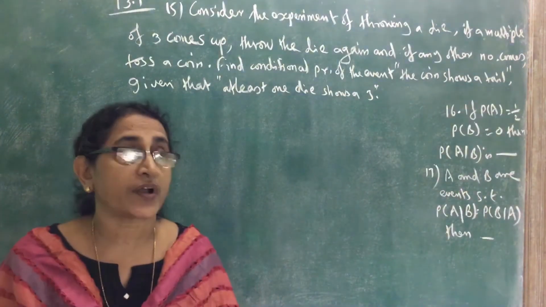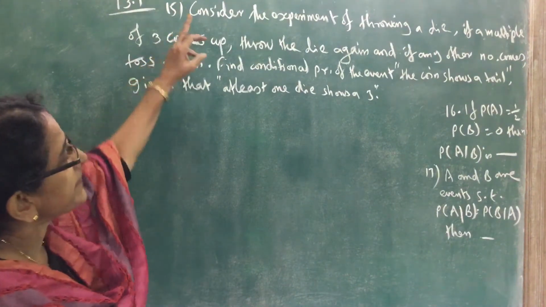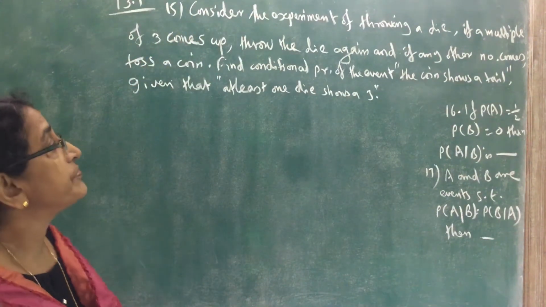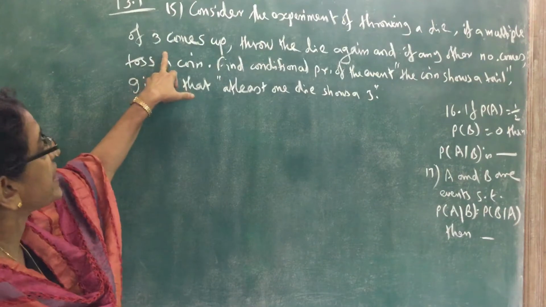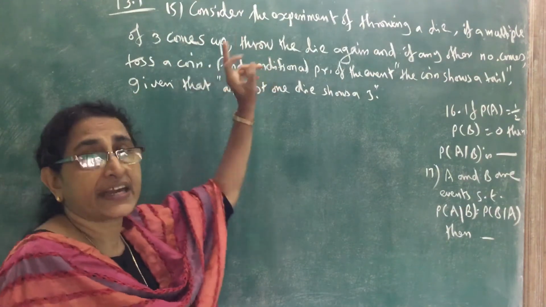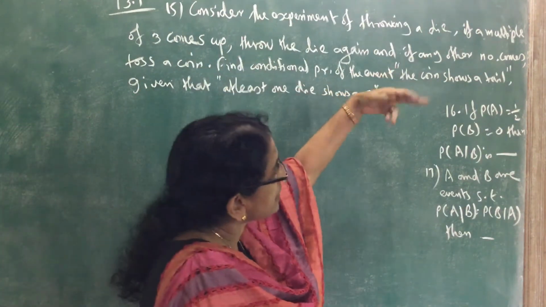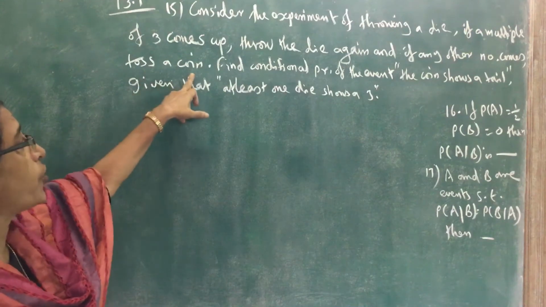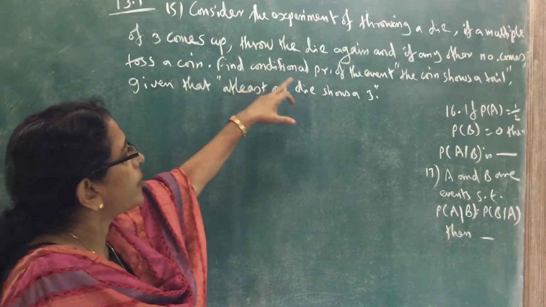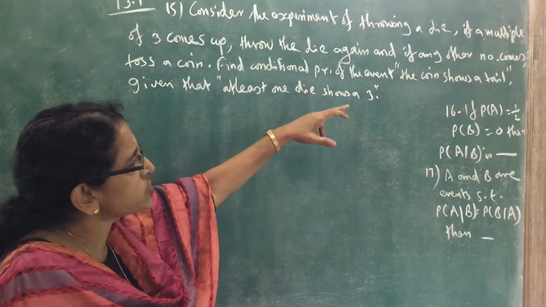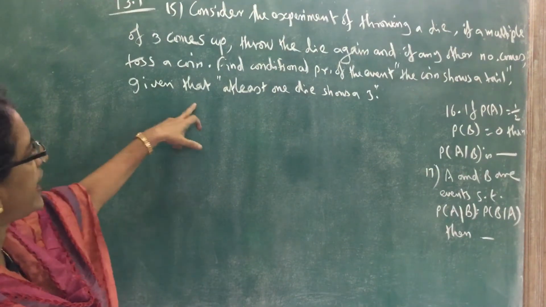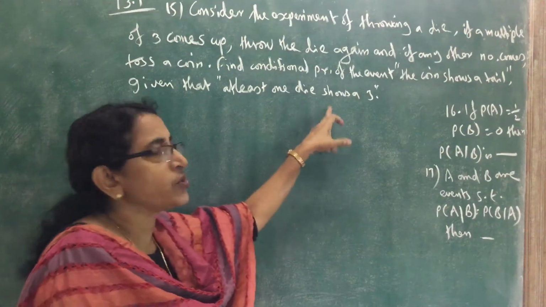13.1, 15th one. Consider the experiment of throwing a die. If a multiple of 3 comes up, throw the die again. If any other number comes, toss a coin. Find the conditional probability of the event: the coin shows a tail, given that at least one die shows a 3.